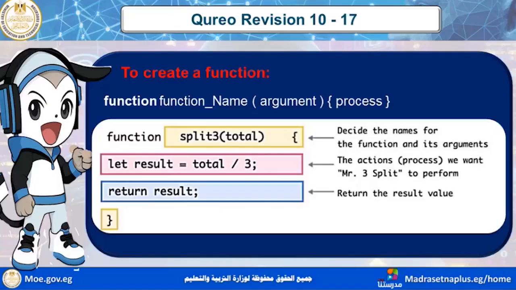So the first curly bracket decides the names for the function and its argument, the action or process we want to apply in the program, and then return to get the result value as a result of the program.